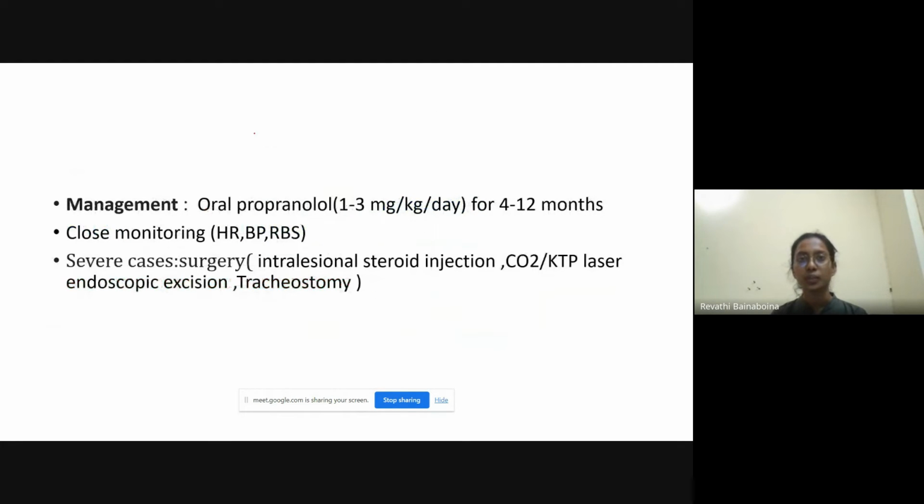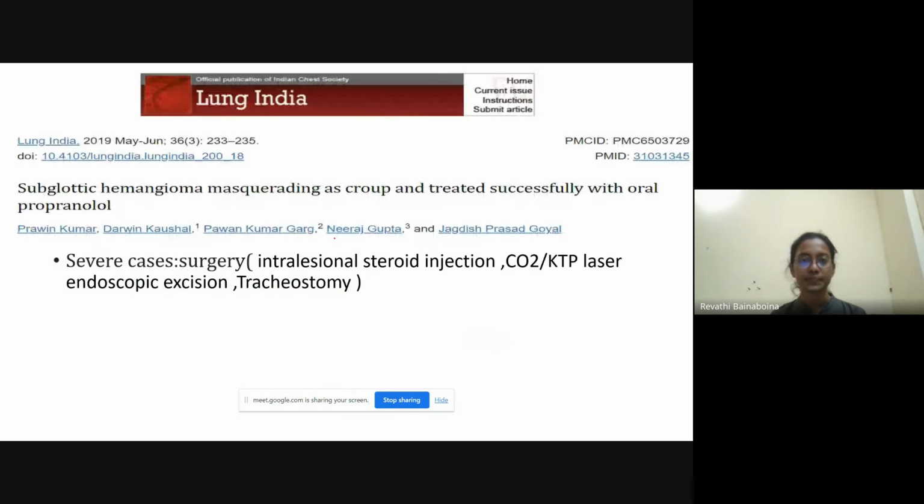Management includes oral propranolol 1 to 3 mg per kg per day for 4 to 12 months with close monitoring for bradycardia, hypotension, and hypoglycemia. In severe cases, surgery is considered, which includes intralesional steroid injection, carbon dioxide and KTP laser endoscopic excision, and tracheostomy.